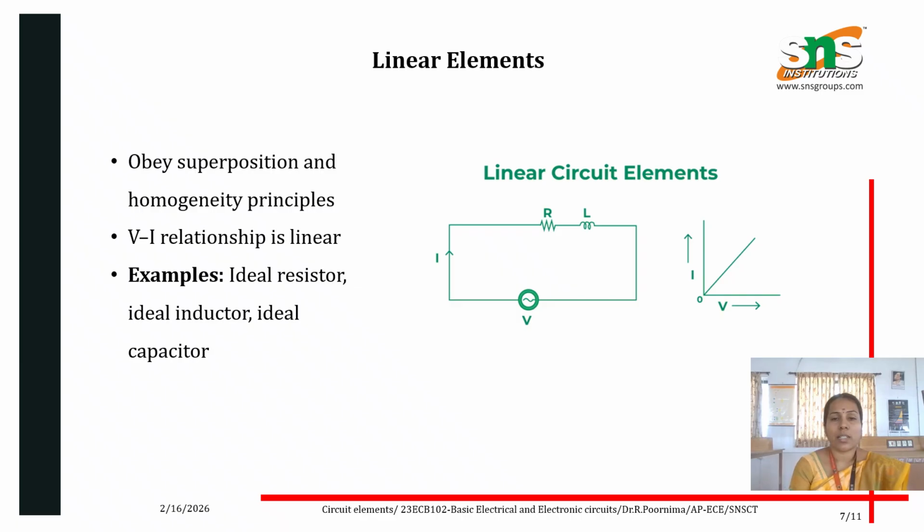And what is a linear element? Consider the circuit where a resistor and inductor are connected in series with a voltage source. These components obey the superposition and homogeneity principles, where the voltage and current VI relationship is linear. In this diagram, a graph is shown with respect to voltage and current. The graph is a straight line. So this is the linear relationship. Ideal resistor, ideal inductor and ideal capacitor are the examples of linear circuit elements.